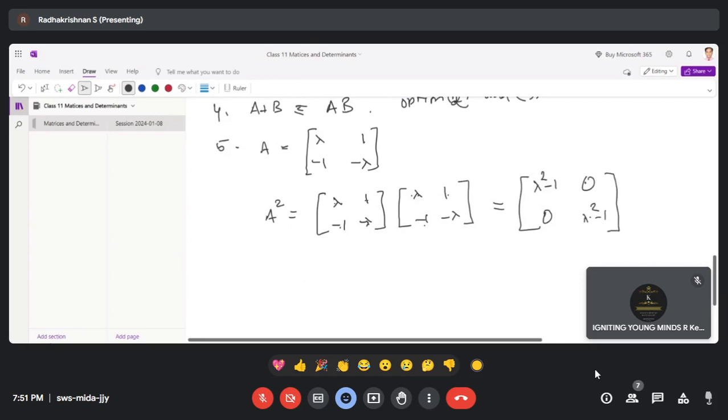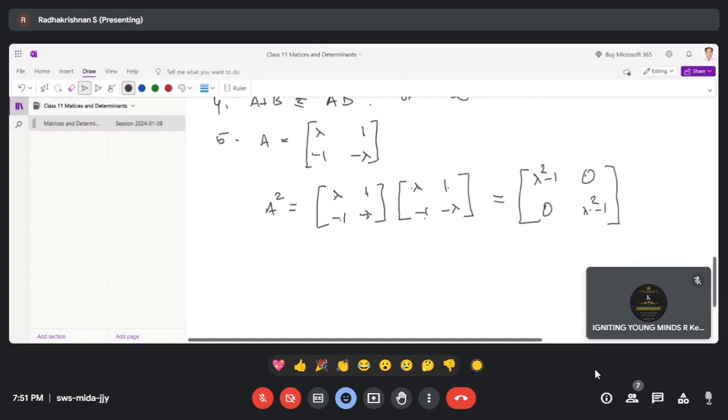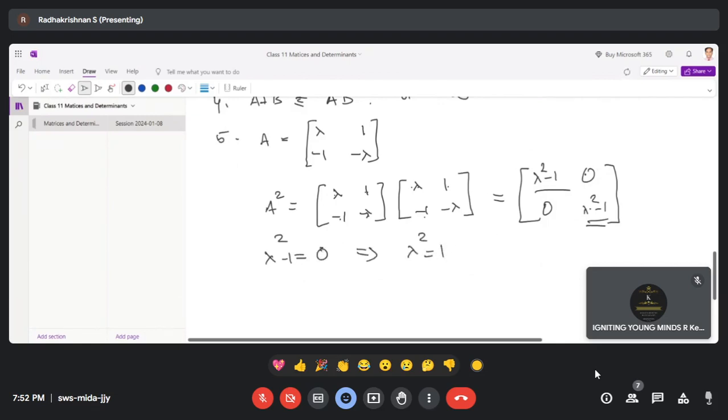Okay. So if this matrix has to be a 0 matrix, then what is the 0 matrix? 0 matrix means each and every element should be equal to 0. So we are already having 2 elements 0. Therefore here the condition is lambda square minus 1 equal to 0. That means lambda square equal to 1 or lambda equal to plus or minus 1. Lambda is plus or minus 1 is which option? Option 2.